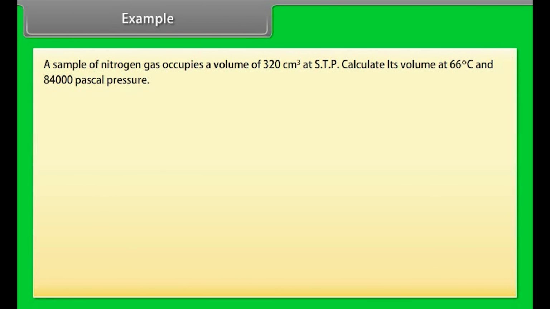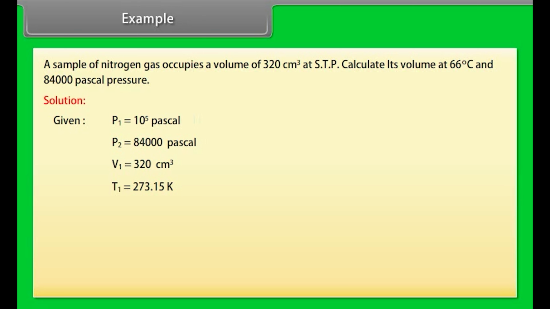Example: a sample of nitrogen gas occupies a volume of 320 cm³ at STP. Calculate its volume at 66 degrees Celsius and 84,000 Pascal pressure. Solution: given P1 = 10^5 Pascal, P2 = 84,000 Pascal, V1 = 320 cm³, T1 = 273.15 Kelvin, T2 = 66 degrees Celsius = 66 + 273.15 Kelvin = 339.15 Kelvin. We have to find V2.